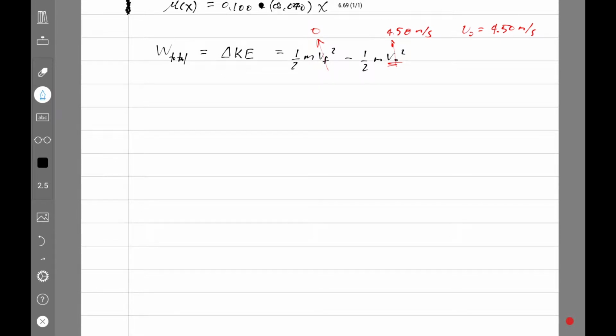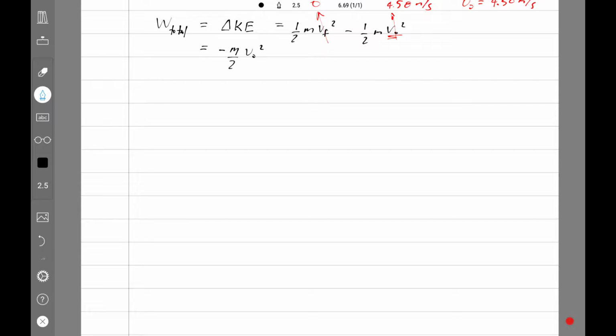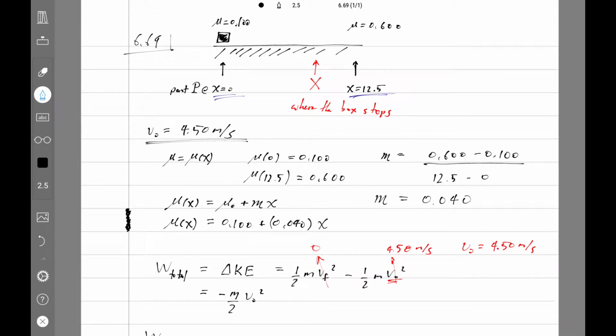So what we have here, at least on the right-hand side, is negative m/2 v naught squared. The left-hand side. All right, I don't know my left from my right. I've got to think about them. So I think I said the right-hand side. So now the left-hand side, what is this total work? The total work is done by the total force. And what is the total force? Well, what are the forces acting on this box? So this dot here represents the box.